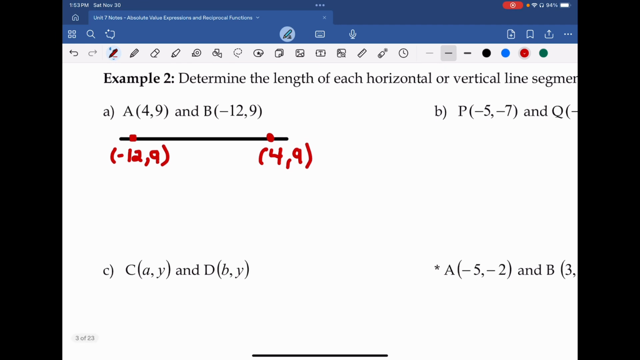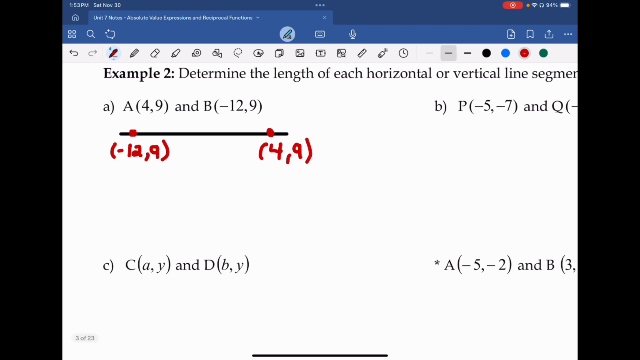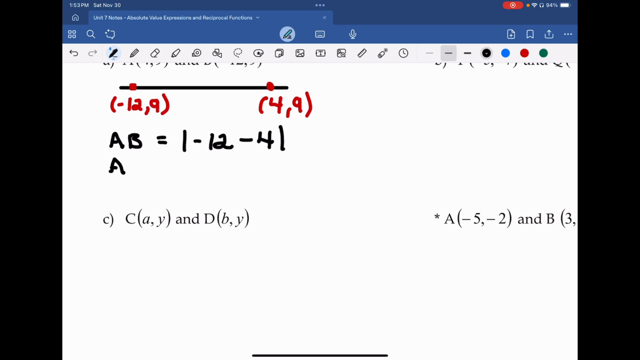And if we know these things are horizontal, then what we're actually doing is taking the difference between the x values to get the line segment distance. So we're going to call it AB is equal to the absolute value of -12, remember, minus the other term, which is 4. This is going to give me the absolute value of -12 minus 4 is -16. Absolute of -16 is going to be equal to +16 units. So the line segment of A and B is 16 units long.